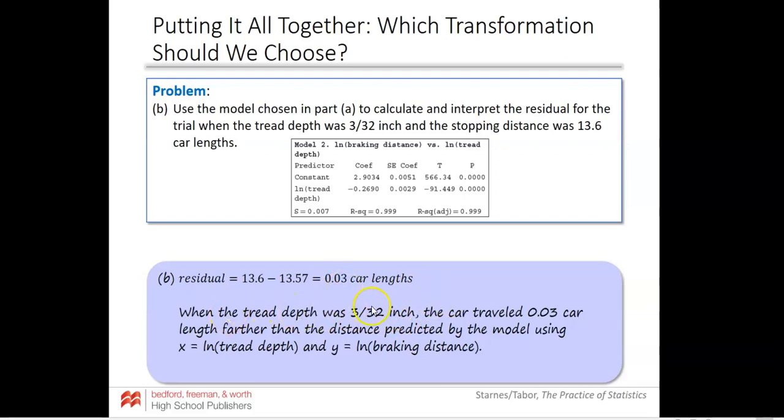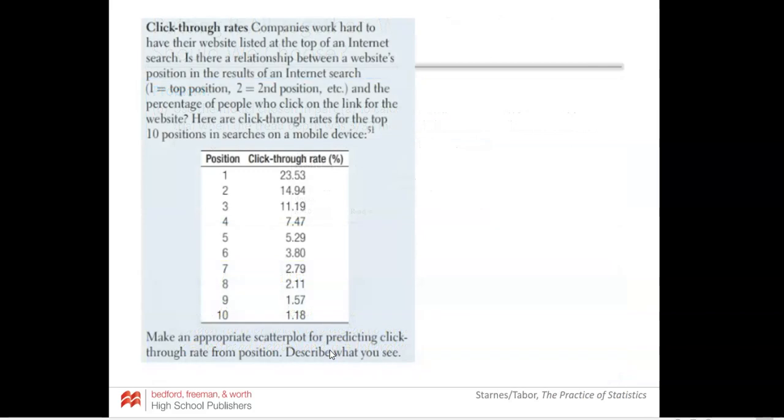Okay, so when the tread depth was 3/32 of an inch, the car traveled 0.03 car lengths further than the distance predicted by the model, using, again, the natural log of both the x and y there. Okay, let's try one, and let's try this in the calculator.